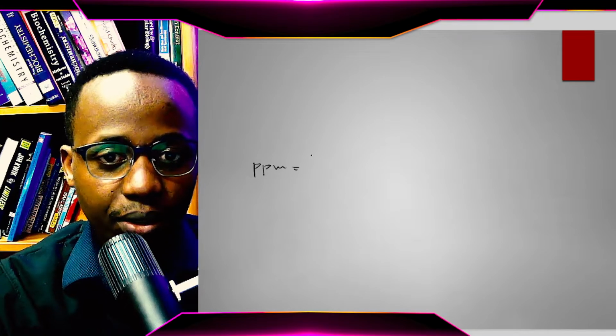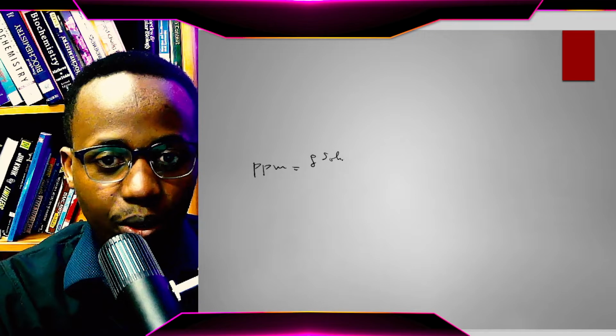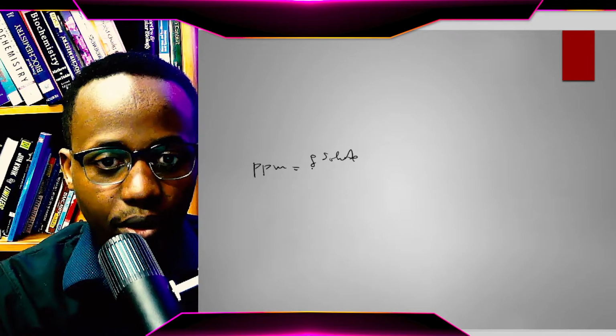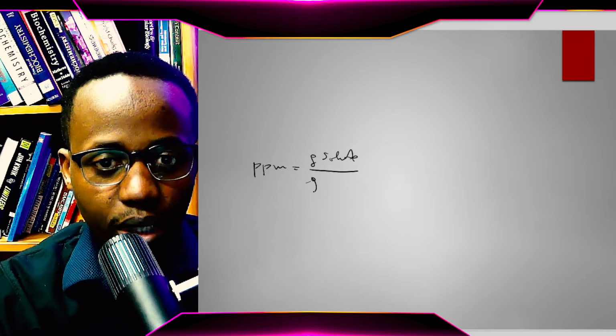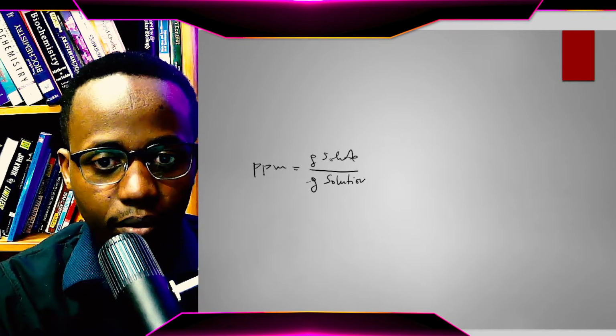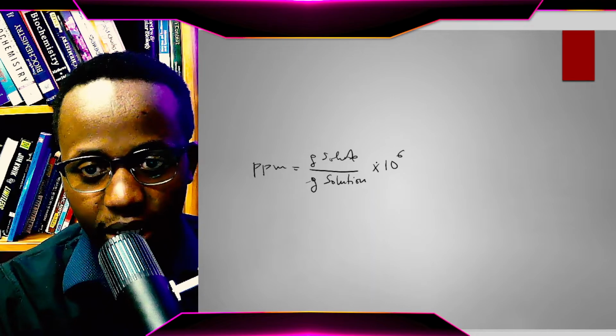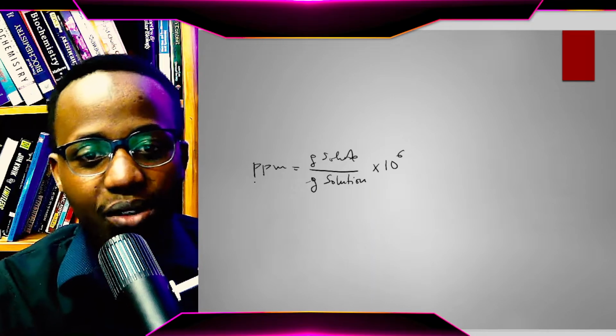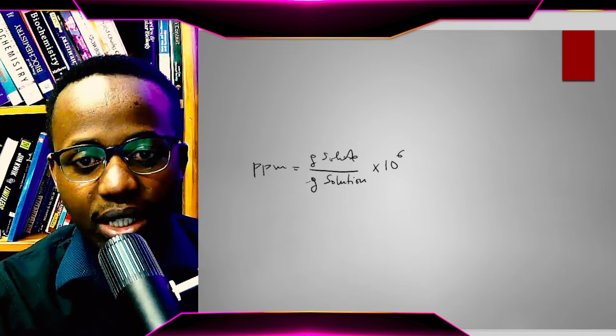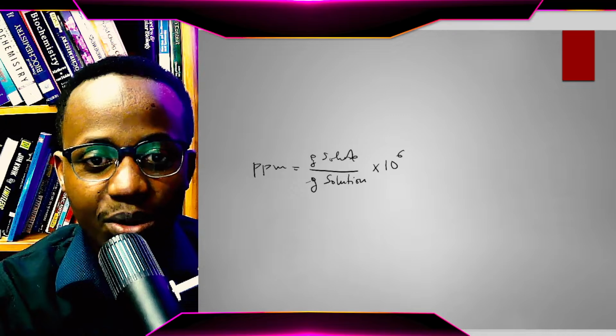ppm is equal to the grams of solute over the grams of solution times a million. ppm, parts per million, right? This is good. So if I ask you for ppm, you just take the grams of solute over grams of solution times a million. What if I ask you for the grams of solute?